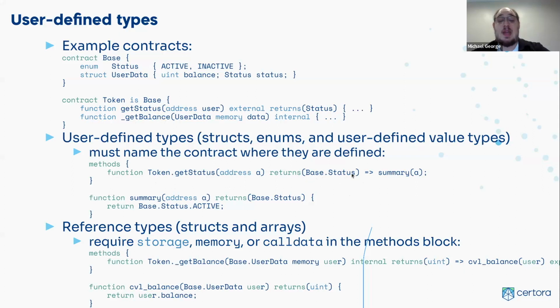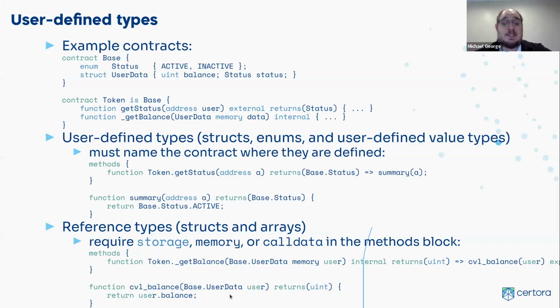the type of its return is a base.status. And I can also use these enum and struct types in other places in CVL besides the methods block entry. So for example, my summary here can also declare that it returns a base.status. And if I want to access the individual elements of the enum, I have to also qualify those. So active here is base.status.active. Okay. So that's how you access user-defined types. You just have to know which contract they're defined in, and then you can access them from there.